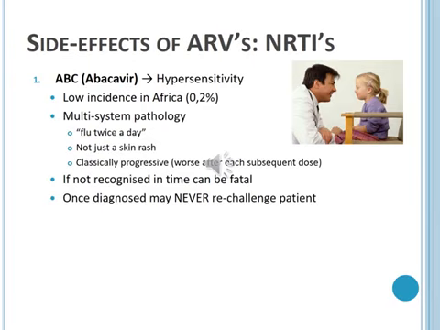So for instance, the child can have general body aches, in other words, malaise, they can have a temperature, they can have abdominal cramps, they could develop diarrhea, they can have a skin rash, but it's not just a skin rash. So, abacavir hypersensitivity is a multi-system pathology, so you have to have at least 2 systems involved, and it's classically progressive and linked to each dose of the abacavir.